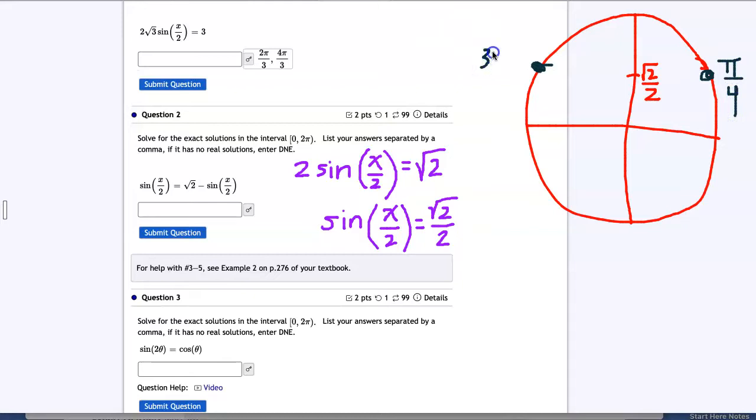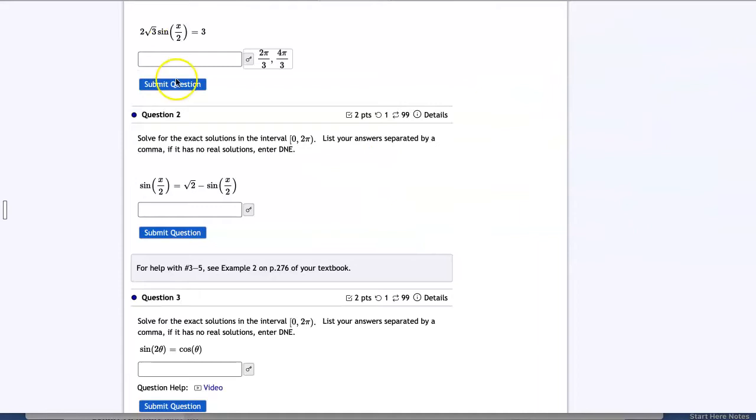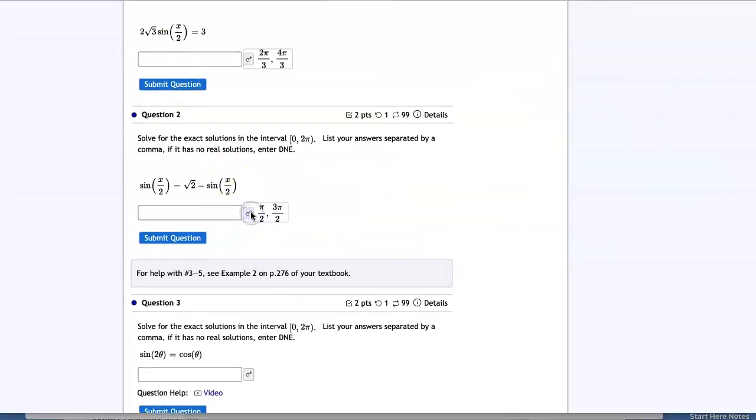And as in the previous problem, you will then set x over 2 equal to each of these values and multiply by 2. If you multiply this one by 2, you end up with pi halves. Multiply this one by 2, you end up with 3 pi halves. So those are the answers that we would expect. And there you go.